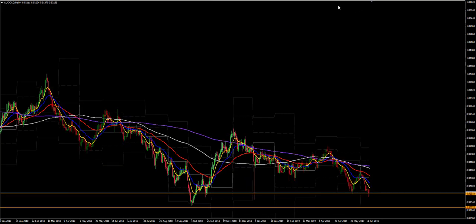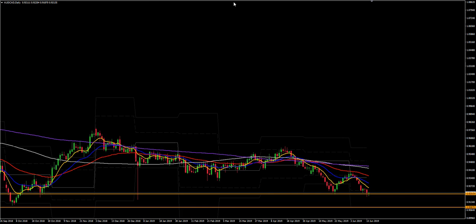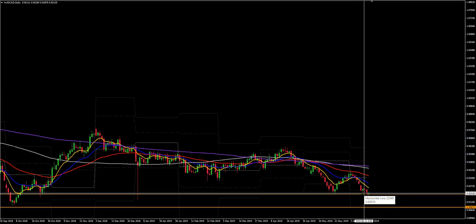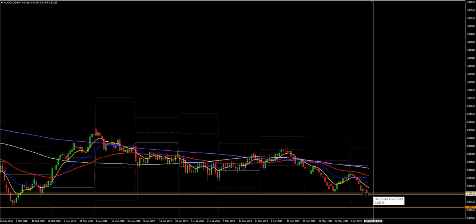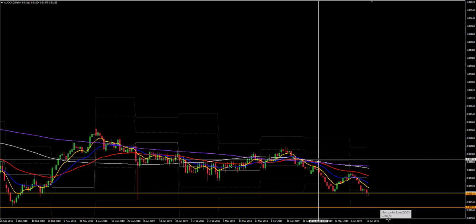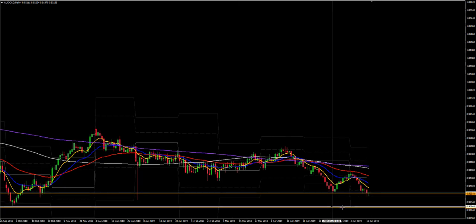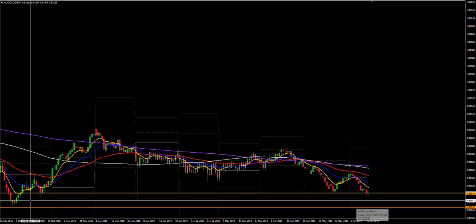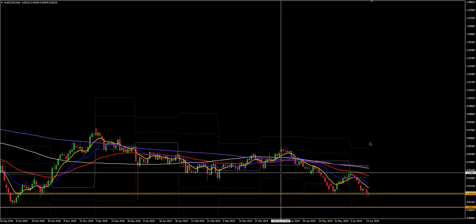Aussie CAD was another pair we highlighted in last week's analysis. This was a sell. It was successful. We saw target 1 hit. And again, look for those intraday sell setups. We've still got plenty of room to go down to the S2 region and this 2018 swing low here.